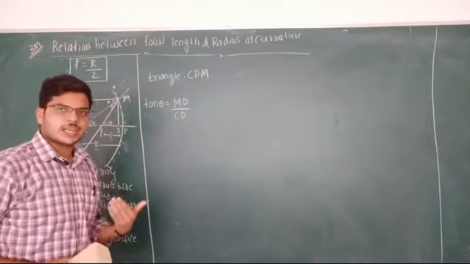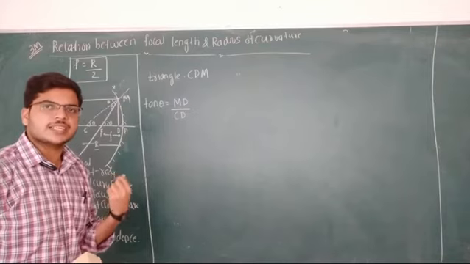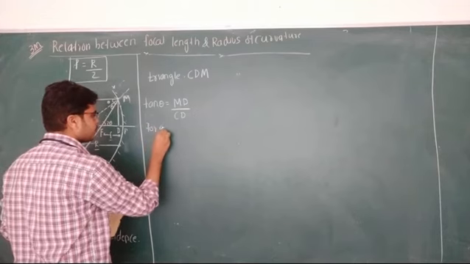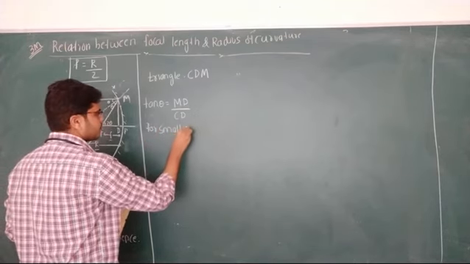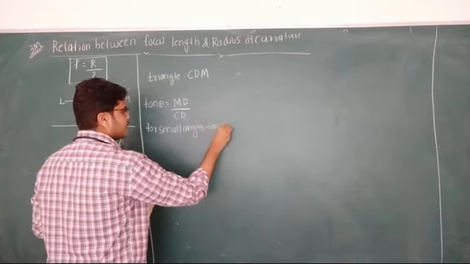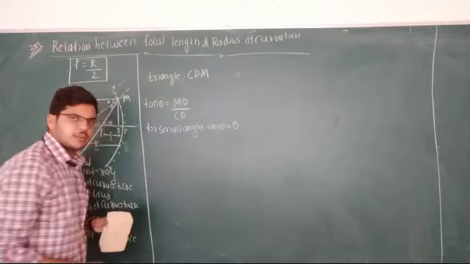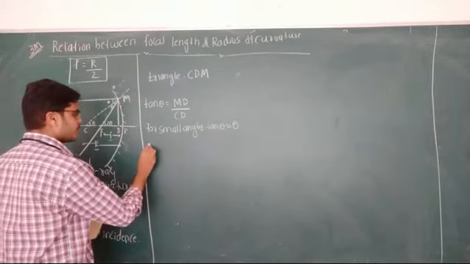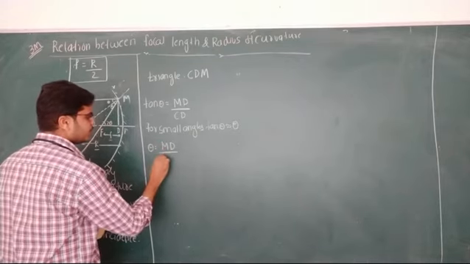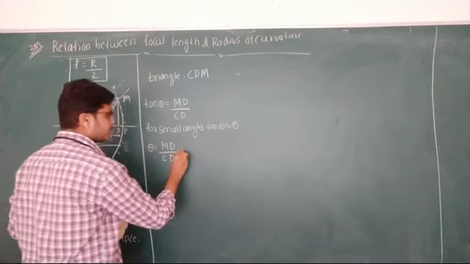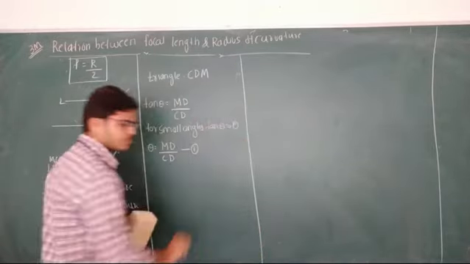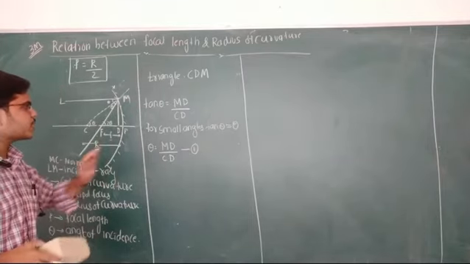Now, for small angles, we are already assuming that the incident angle is very small. For small angles, tan theta is nearly equal to theta. Therefore, this equation becomes theta is equal to MD divided by CD. You take it as equation number 1. Is it clear? You take it as equation number 1.